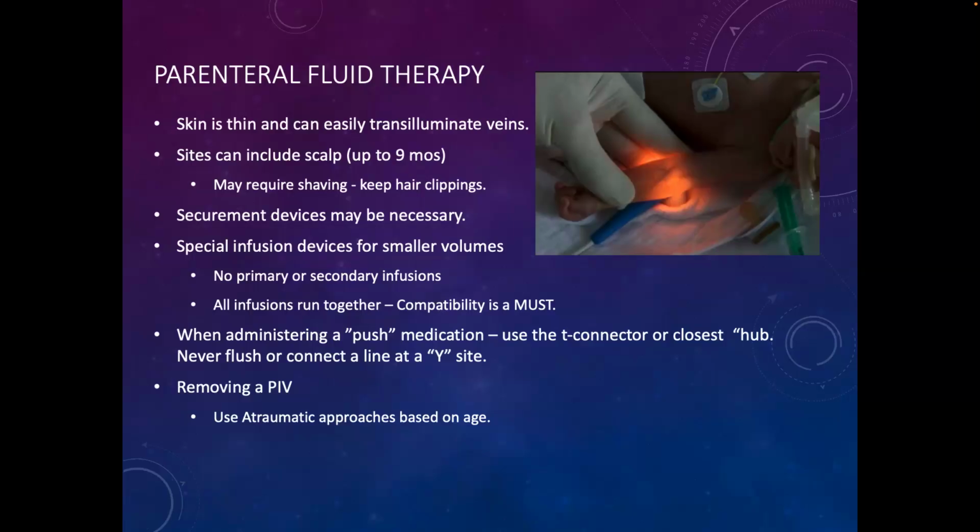Sites can include all the sites that we normally use, and in infants up to 9 months, we can use scalp veins. Scalp veins are a last resort. So you pretty much have used all of your other areas, or they're not available, so to speak, and you have to go to the scalp. With scalp veins, you have to be very careful that they don't infiltrate, because if they do, that can actually cause some serious issues, not only from a cranial plastic surgery standpoint, but remember the brain is right there and their fontanelles have not closed.